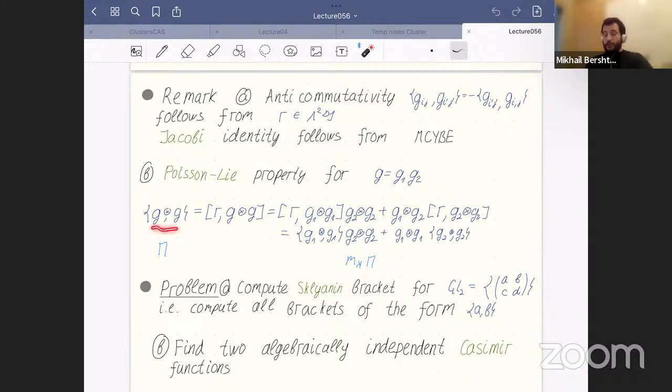So we compute this bracket, by definition this is this. Now if we substitute G as a product G1 times G2, then the commutator has the following decomposition. In the first term we just compute the bracket of G1 and multiply by G2 times G2, and the second is vice versa. So we get that pi is equal to m star of pi. So the Poisson property is actually obvious.